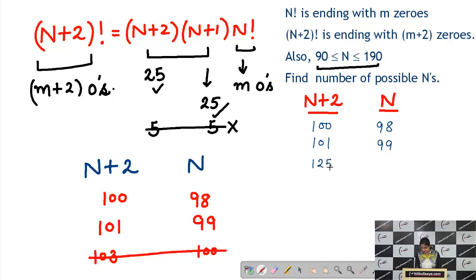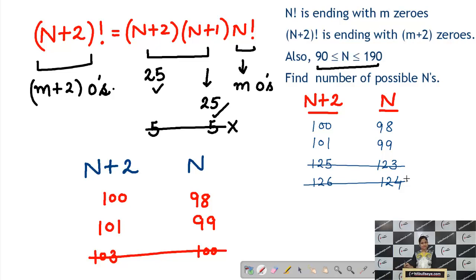The second multiple of 25 in this range is 125. So if we take 125, n will be 123. If we take 126, n will be 124. But we cannot consider this case. Why so? Because if we take 123 factorial and multiply it by 124 and 125, since 125 is 5 cube, there will be 3 zeros extra. That's why we have to reject these cases.